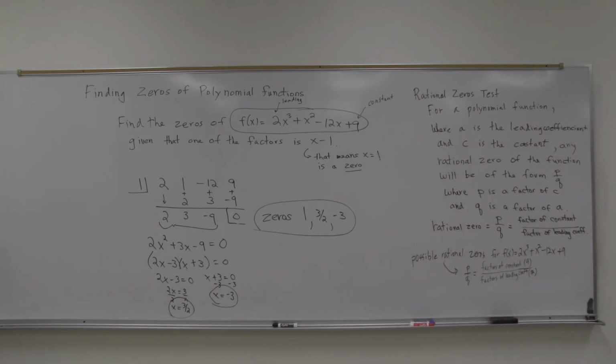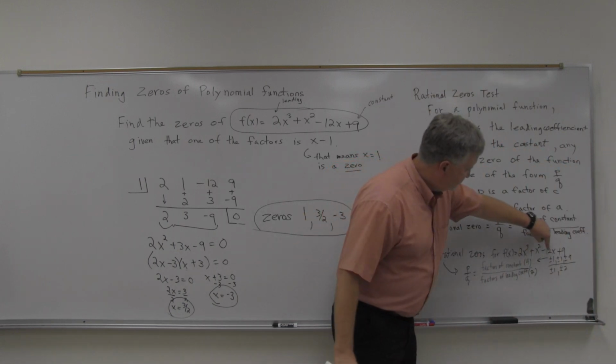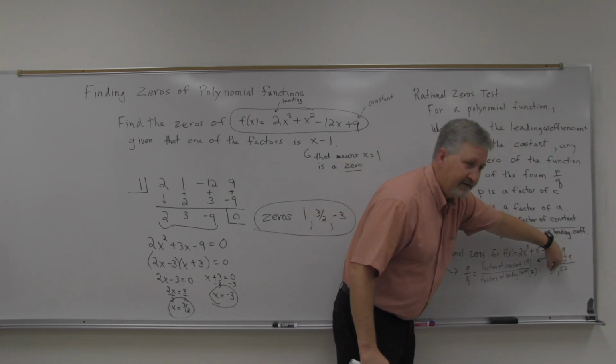Well, 9 has not a lot of factors, but it's got 3 factors: 1, 3, and 9. But not only 1, 3, and 9, but the negative counterparts of that, so we could add plus or minus to all those. And then for 2, plus or minus 1, plus or minus 2. Not a whole lot of factors of that, but so the list, you just take all of these and divide them by all of those.